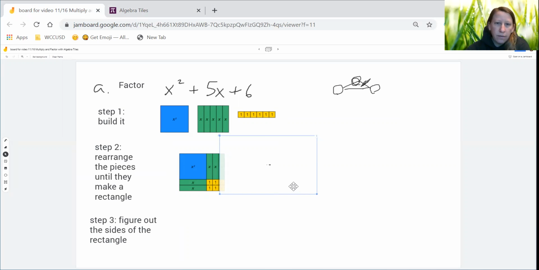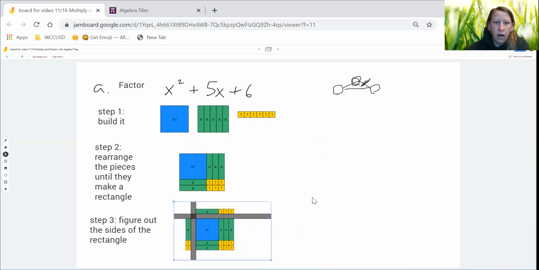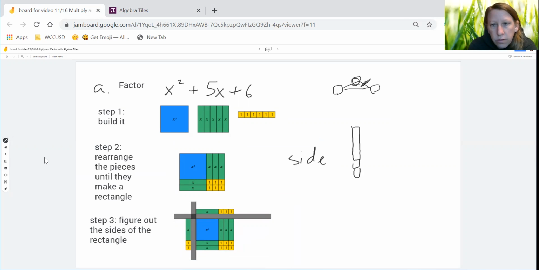From there, we have our answer. We're just going to read it off. So the top of the rectangle, maybe I'll do the side first. The side looked like this. We had an x plus a 2. Okay, so the side was x plus 2. The top of the rectangle was x plus 3. These are 1, 2, 3.